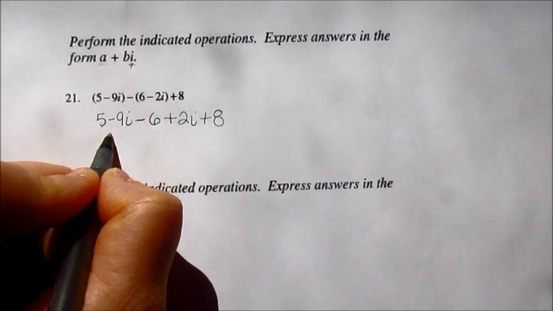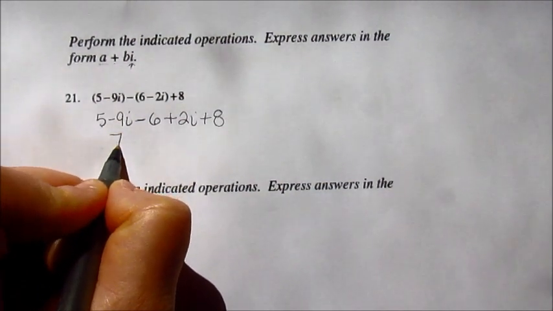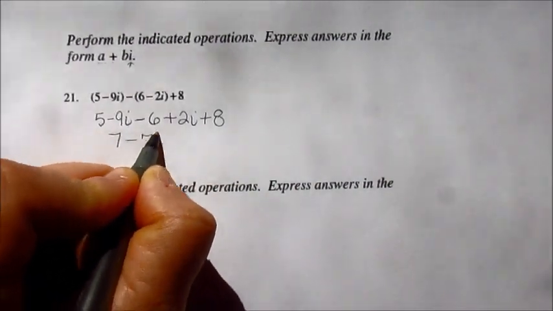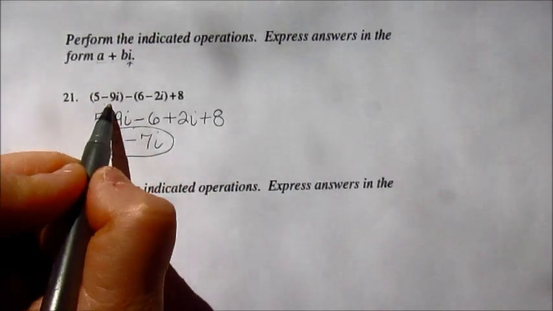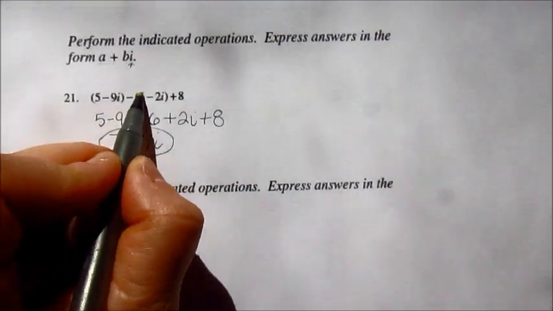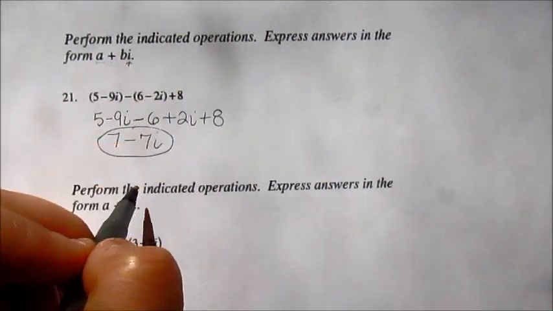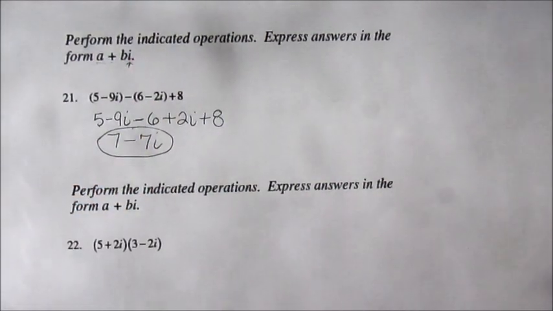And when we combine those, we end up with 7. And we have negative 9i plus 2i is negative 7i. That's it. Complex number minus complex number plus. This is actually a complex number with b equaling 0. This is an A plus BI form.